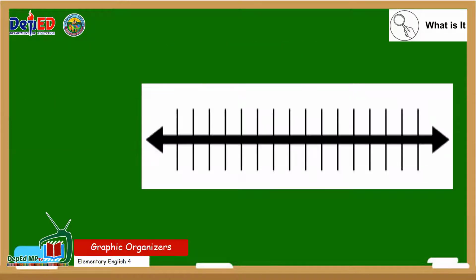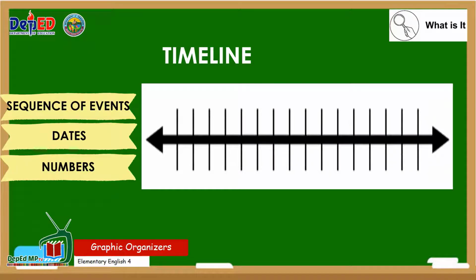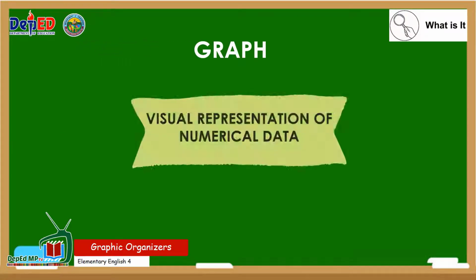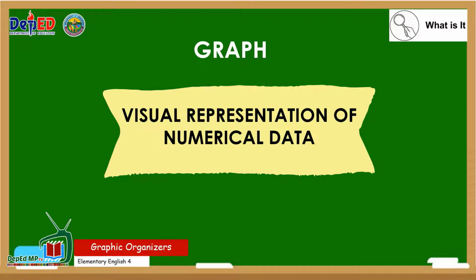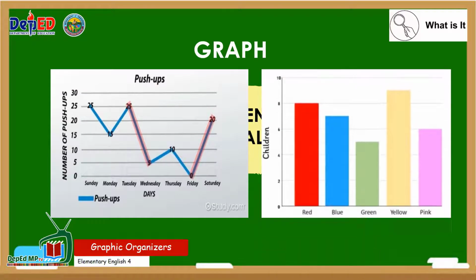Another graphic organizer is timeline. Timeline is one way to show a sequence of events. It helps you to organize dates, numbers, and other information. Last, graph. Graph provides a visual representation of numerical data. A line graph, bar graph, and other types of graphs represent information in different types of ways.